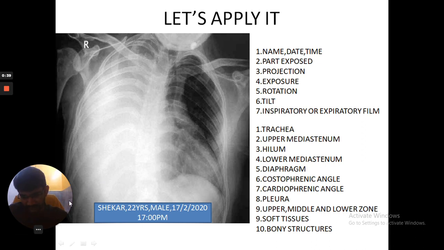Then there is blunting of the costophrenic angle on the right side. Here are the costophrenic and cardiophrenic angles. And there you can see the pleura. There is an effusion, and in the upper, mid and lower zones there is a whole white homogeneous opacity on the right side. Soft tissues are okay.